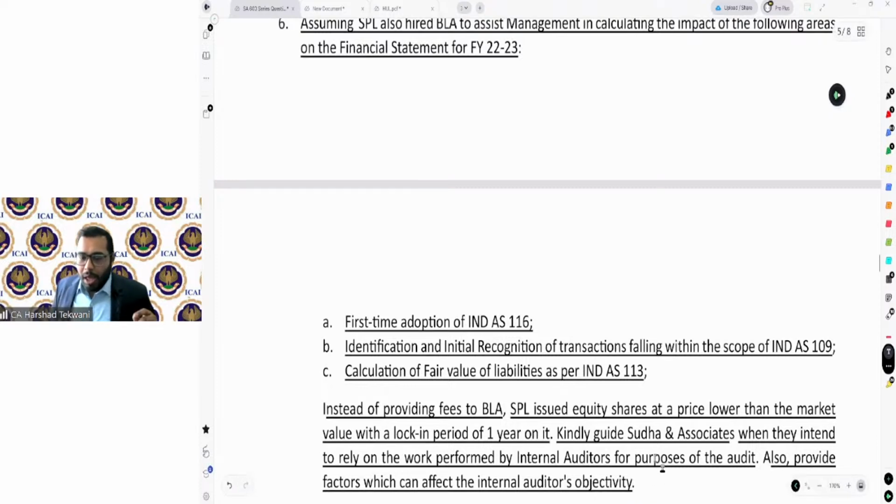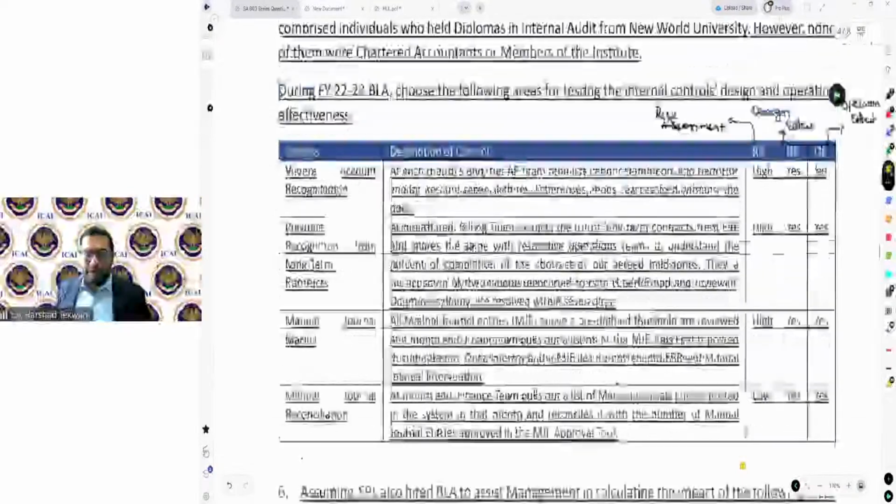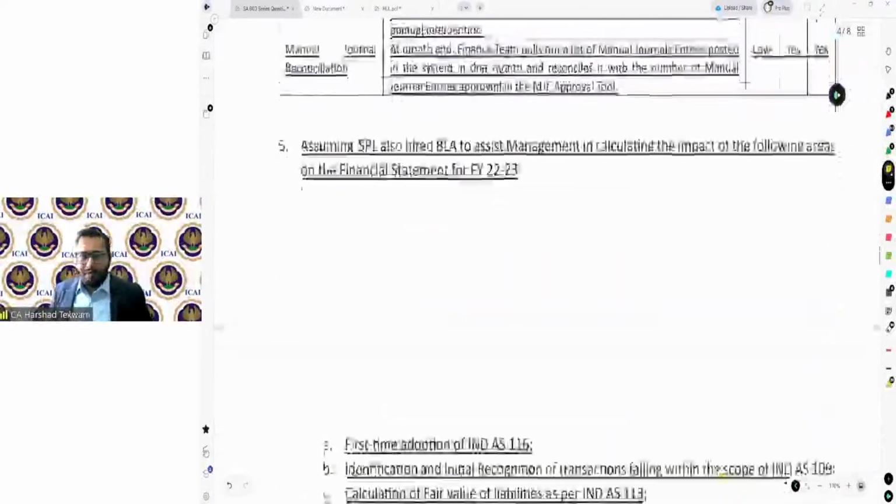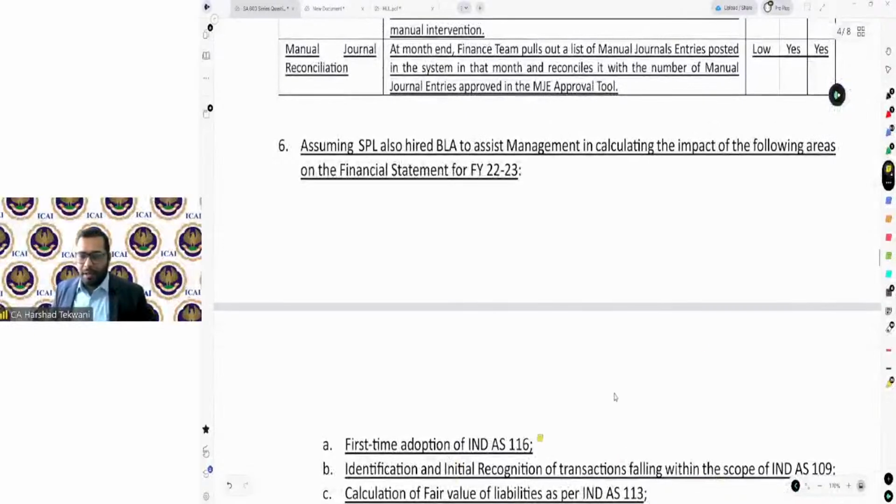So first thing first, if Sudha and Associates want to rely on the work performed by the internal auditor, what do they need to do? Now, the internal auditor has performed this particular work, plus they were entrusted with the work of calculating the impact of these areas. What should they do in this case? They have a calculation of these areas plus the work performed over there. Now, Sudha and Associates wants to rely on the work performed by the internal auditor. Can they do that? If yes, then what should they do? Come on, guys.